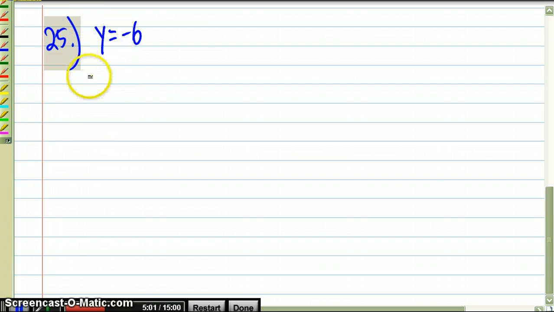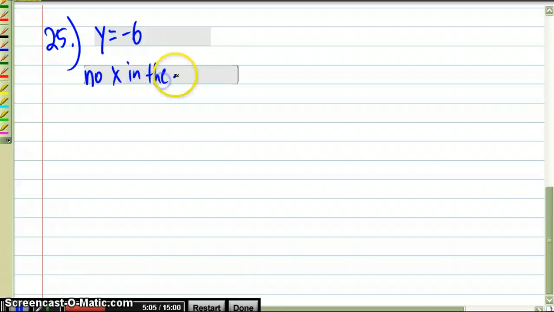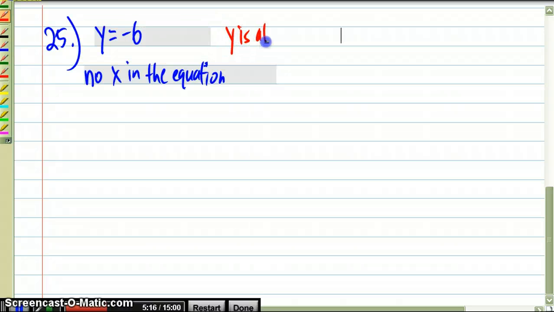This equation does not have an x. There's no x in the equation. We talked about how our linear equations will have two variables. So how can an x be missing? Well, in this equation here, what it's telling us is that y is always -6.